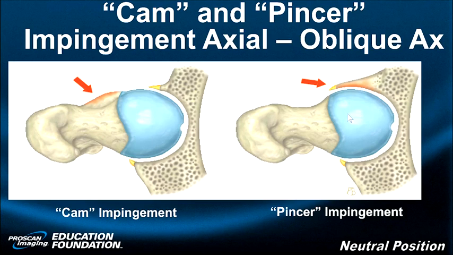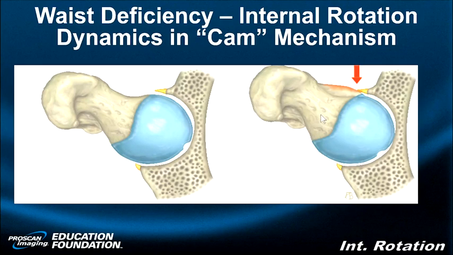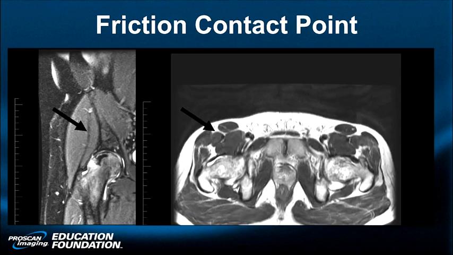Undercovered, overcovered. Look what happens when you go into internal rotation in either of these phenomena. But especially in cam impingement, you abut the bump cyst complex against the labrum, you wear the labrum out, you tear it, and you eventually develop chondromalacia. Here's an example of somebody with a friction contact point in flexion and external rotation, right there. The joint space is narrowed, but look how fat the neck is on this side.